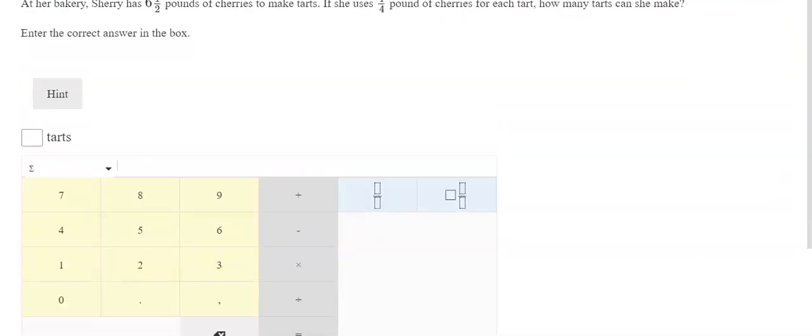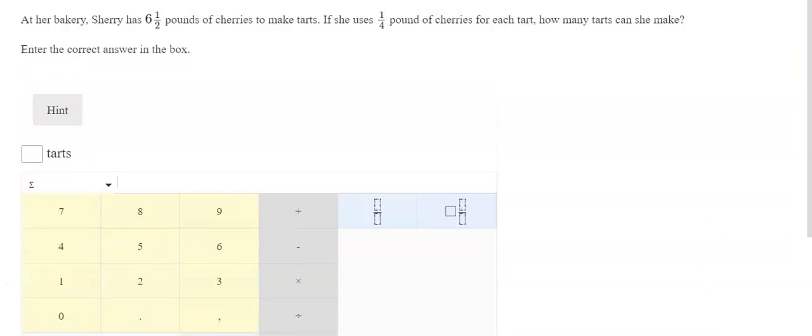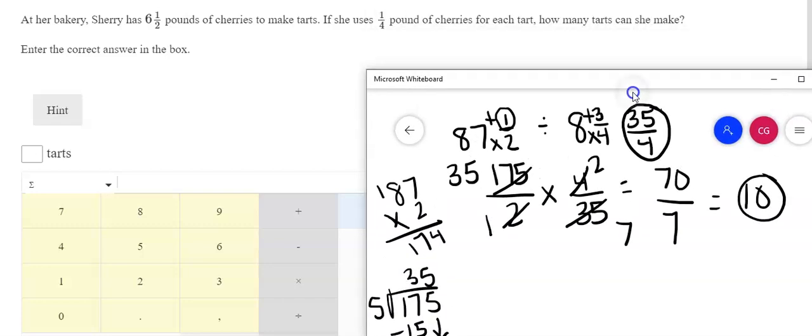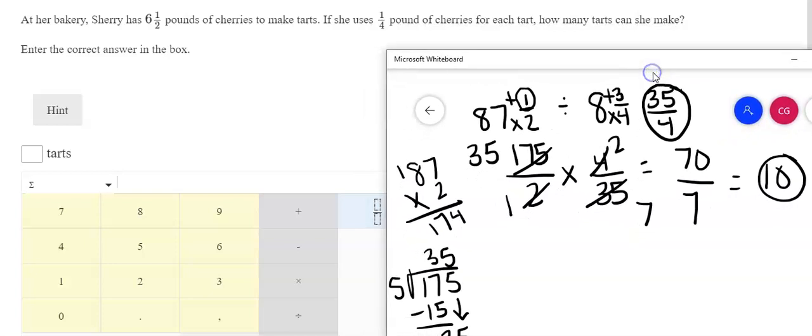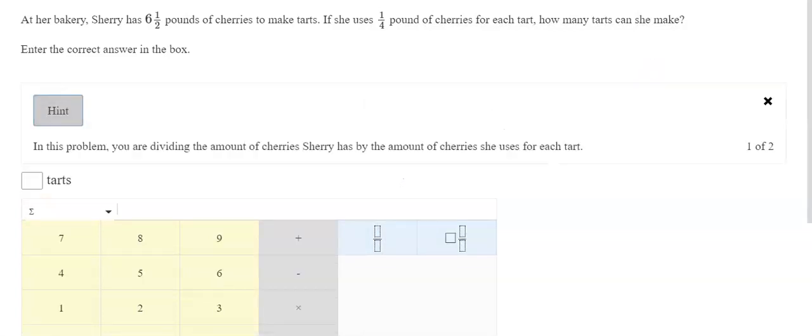Number 11. Did I hit it? Yeah. At her bakery, Sherry has 6.5 pounds of cherries to make tarts. If she uses 1/4 pound of cherries for each tart, how many tarts can she make? So it says that in this problem, you're dividing the amount of cherries, which is 6.5, by the amount of cherries she uses. So we're going to do 6.5 divided by 1/4.